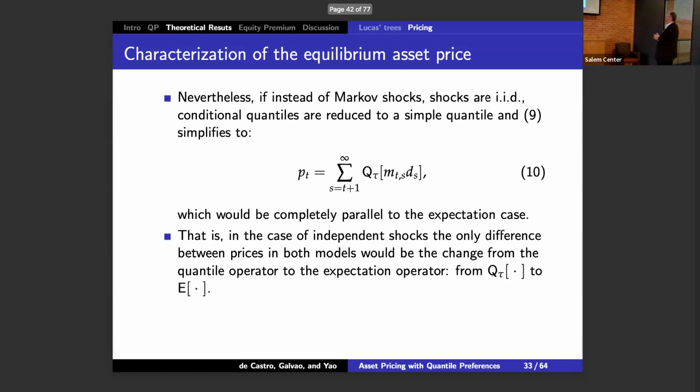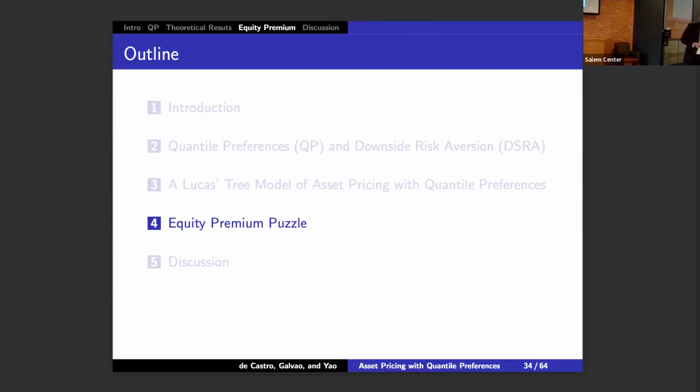Okay, so I'll skip this discussion. There's some discussion about price. Let me go back to the question. How crazy is the assumption that shocks are independent? The mathematics here is for Markov shocks, but a lot of applied people use independent shocks. And if you use independent shocks, then it's very simple, just one quantile. You can even create Markov shocks with just an AR, which then simplifies. Right? Yeah, simplifies.